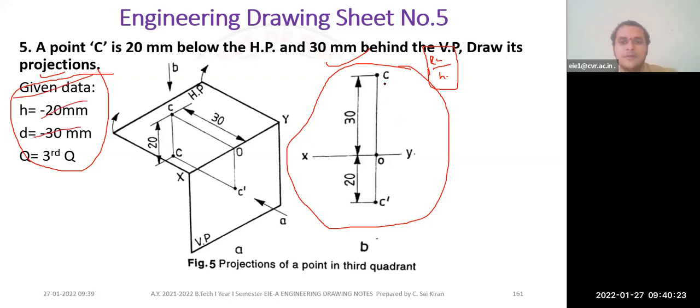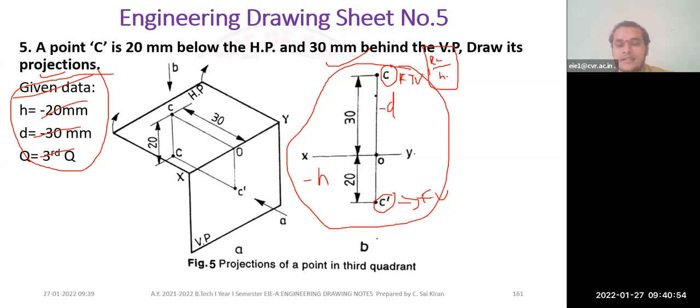Directly you can, because just by looking at the small letter C, I know that this is my top view, and this is my D distance. Whenever I see C dash, it is nothing but the front view. So I know that this is my front view, and for the front view, this is my H. And whenever H is below the XY line, it is negative H, and whenever D is above the XY line, it is negative D. So I can know these things.